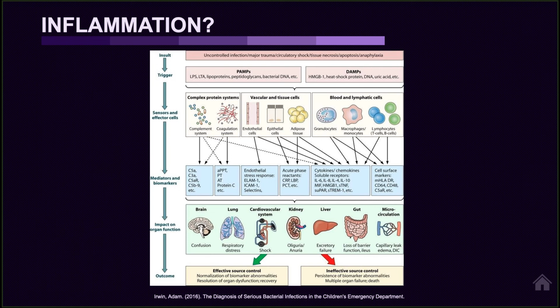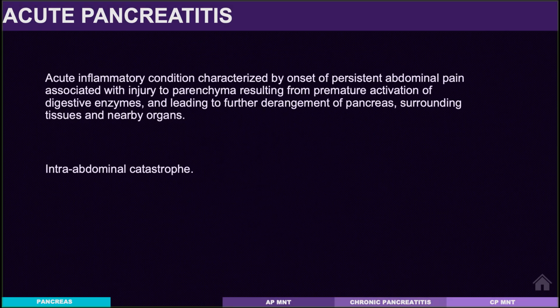So next up, acute pancreatitis. It is an acute inflammatory condition characterized by the onset of persistent abdominal pain associated with injury to the parenchyma, the acinar cells really, resulting from premature activation of digestive enzymes and leading to further derangement of the pancreas, surrounding tissues, and nearby organs. I kind of term this the intra-abdominal catastrophe.